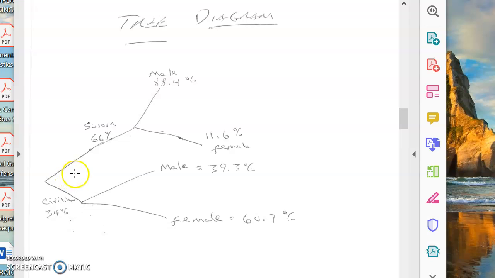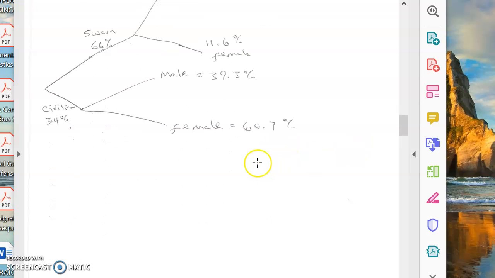The problem before was, what's the probability of getting a female, let's see here. Problem A was the probability that this worker is a female sworn officer. So what we can do is just use this tree diagram: being a sworn person and then being a female. So it's 66% times 11.6%, and if you look back, that's exactly what the answer was.